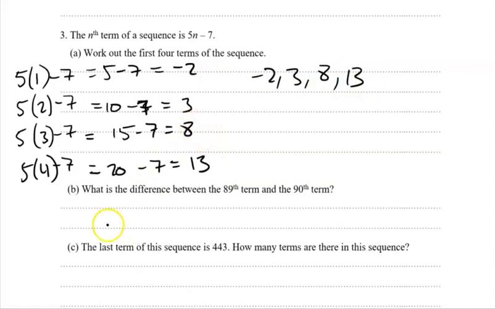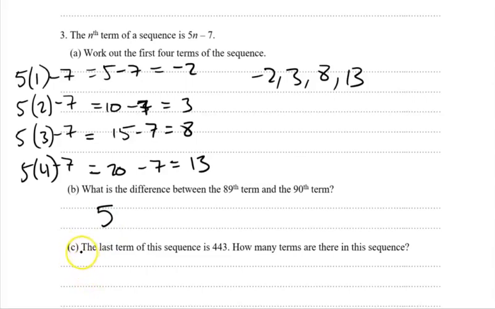Now the next question says, what is the difference between the 89th term and the 90th term? Now to find the difference between a term and the next term, look at the nth term. So we have 5n minus 7. The coefficient of n will always be the difference between a term and its previous or next term. So simply your answer here is 5.